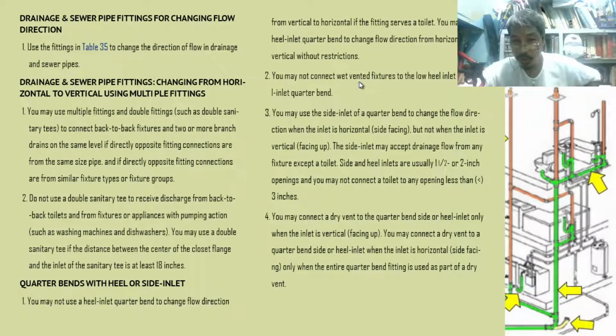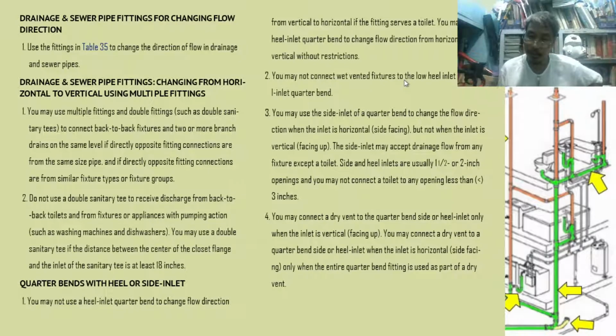Number 2, you may not connect a wet vented fixture. What do we mean by wet vented fixture? Vent is for gas. Vent is for air. Why is it wet? Because there are vent pipes that are also used for waste. Double purpose. There is a vent pipe that is also used for waste. That's why it is sometimes called wet vent. Okay?